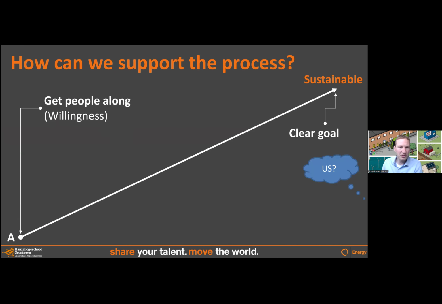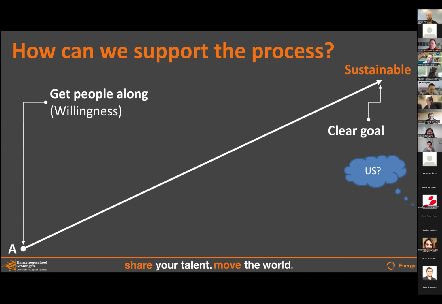And within FlexPost, we thought about that as well. And we said, okay, how can we help one of our project partners in FlexPost from A to sustainability with the knowledge that we have within Entrance? Well, first of all, of course, the stakeholders or people will need to get going together. They need to have willingness to be part of this project. Very important. And to get it, of course, you need a clear goal where you want to go towards.